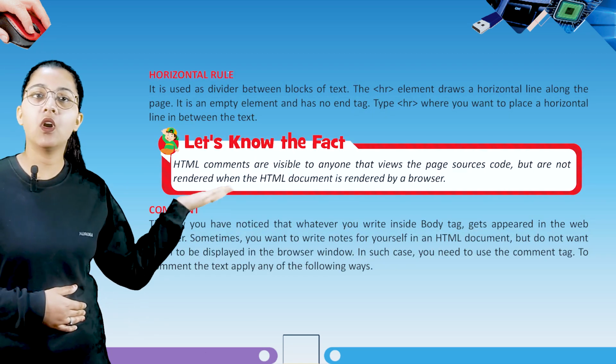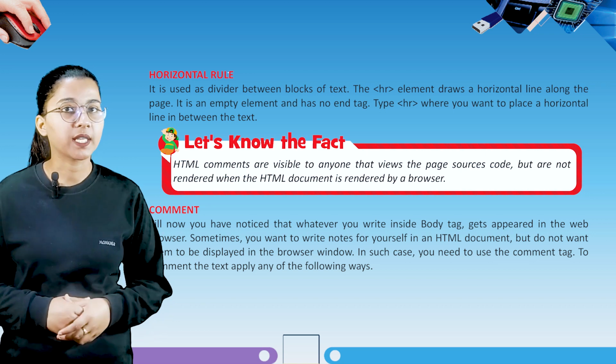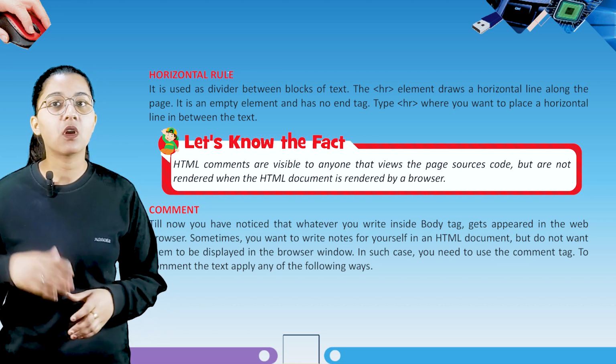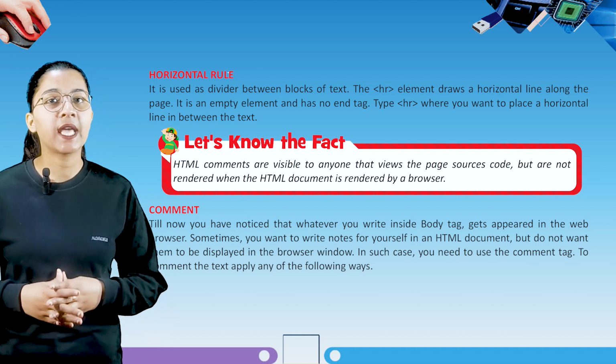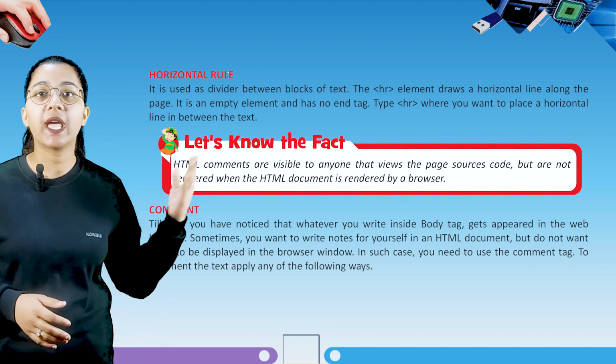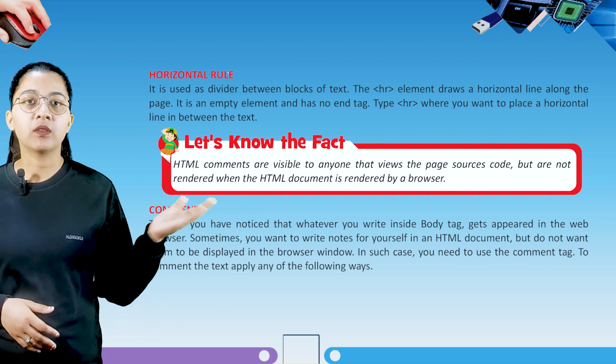Now let's read horizontal rule. It is used as a divider between blocks of text. The HR element draws a horizontal line along the page. It is an empty element and has no end tag. Type HR where you want to place a horizontal line in between the text.